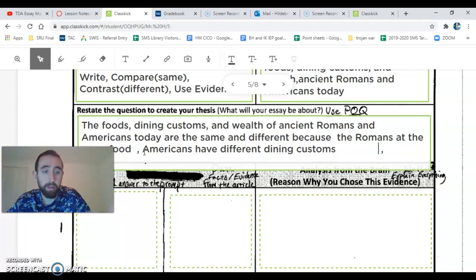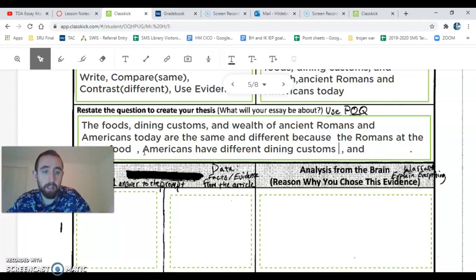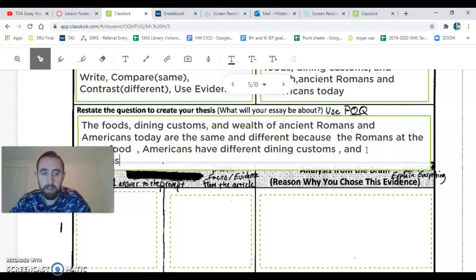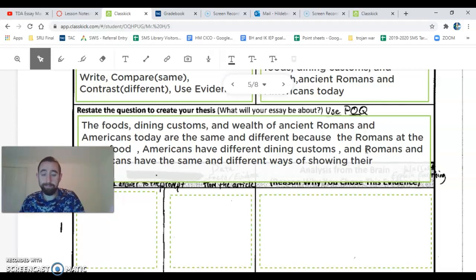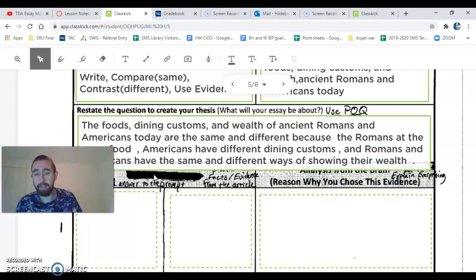And then we know we have to talk about wealth, right? So we could say Romans and Americans had, we could say the same, or different, or both, the same and different ways of showing their wealth. So, a lot of flexibility there. If we keep it more general and broad, that's going to allow us to go into specifics when we're actually writing our essay.